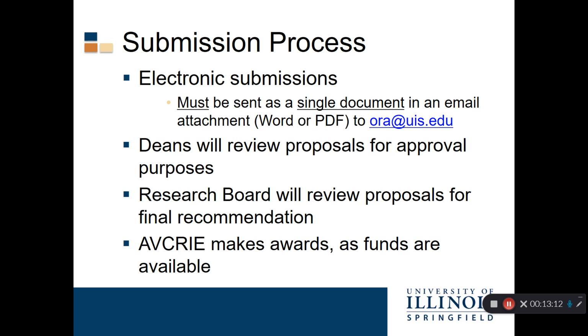you. The submission is an email document to the Office of Research Administration website. Then we will send it to the deans just for their approval. They're not ranking, they're not rating, they're just saying, oh, okay, yes, this faculty member has time this summer to do this, that's fine. And then the research board will meet, and like I said, we have a rubric, and then they recommend to me who they want to fund.